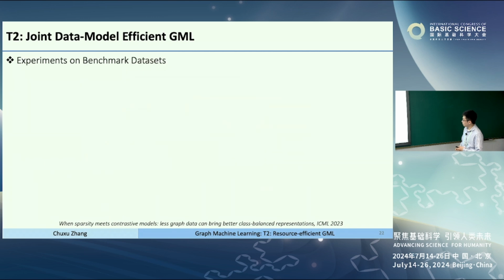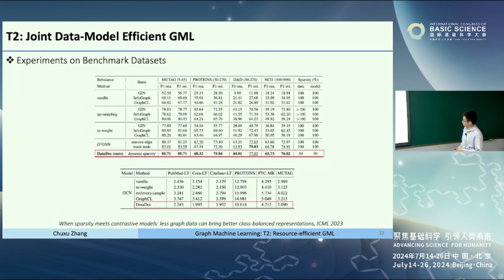Okay. So let me show some results, right? This is our method. So you can see we can achieve the best effectiveness, the best performance over multiple graph classification tasks. This should be the MUTAG, PROTEINS. This should be the graph classification task, right? Our model can achieve the best performance. And also, our model uses only 50% of the data. And our model has the smallest inference time compared to the baseline models, right? Okay, so that is about the resource efficient graph machine learning, right?